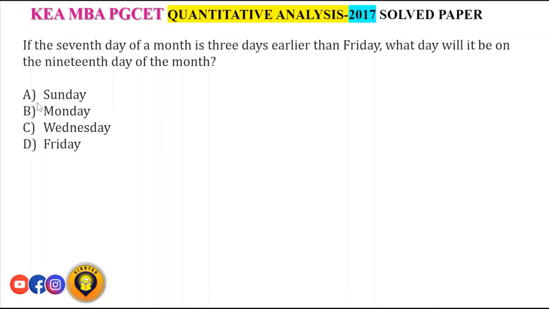If the 7th day of a month is 3 days earlier than Friday, what day will it be on the 19th day of the month? See, 7th day of month is 3 days earlier than Friday. That means 3 days earlier than Friday means what? Before Friday, it is Thursday, before Thursday, it is Wednesday, and before Wednesday, it is Tuesday. So 3 days earlier means it is Tuesday. After Tuesday, it is Wednesday, Thursday, and Friday. So Friday comes third, right? Third day will be Friday from Tuesday.